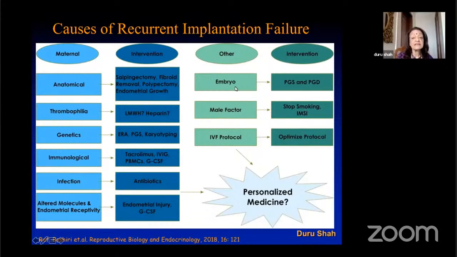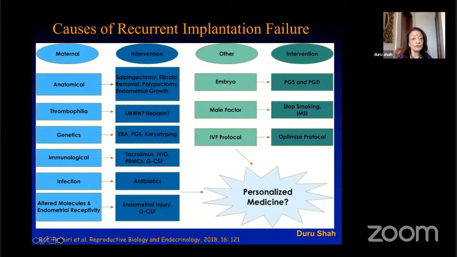There are other factors like the embryo, wherein we could do a PGS or a PGD to confirm its quality, the male factor, where we can advise him to stop smoking, with juvens, and IMSI may have a role. And of course, you have the IVF protocol, where you optimize the protocol according to the kind of patient you're dealing with. We need to actually make sure that we are looking at the clinical parameters of each patient, rather than only looking at the endometrium or the standardized protocol, which some centers tend to follow.